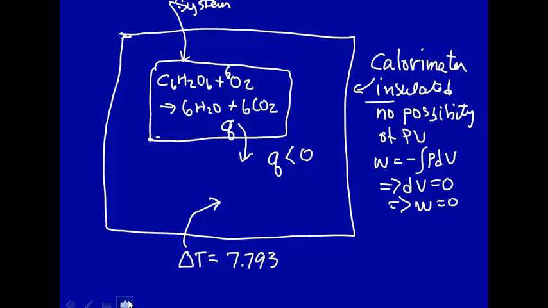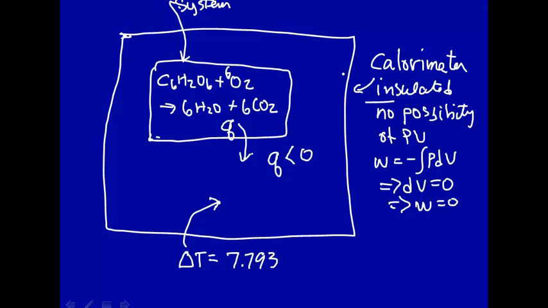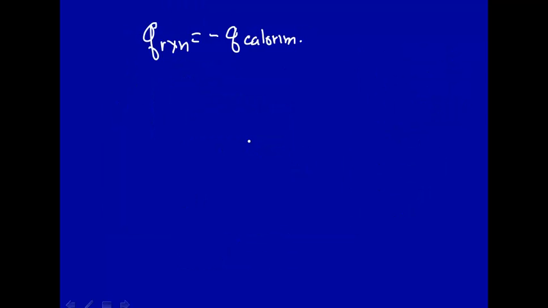Okay, and calculate Q for the reaction. Let's do that. So Q for the reaction is equal to minus Q of the calorimeter. Why is that? Again, it's a first law argument. This is a mini universe isolated from anything else, and so if Q is lost here in the system, it has to be picked up in the surroundings, which are isolated from anything else. So the heat lost here is equal to heat gained there. First law argument. So Q reaction is minus Q calorimeter.